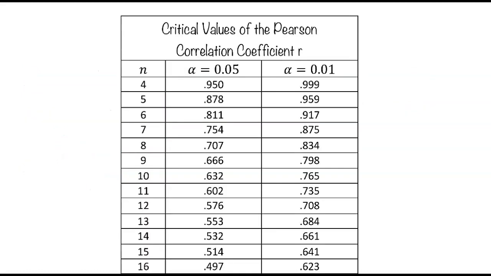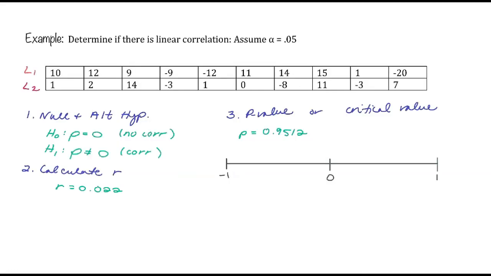Looking at the table of critical values of the Pearson correlation coefficient R, we can find our value for n, which is 10, and our value for alpha, 0.05. Where these two meet up is our critical value. Let's put this critical value on a number line and compare it to R. Remember that R ranges from -1 to +1. We found a critical value of 0.632.